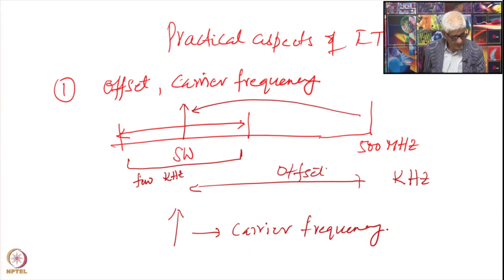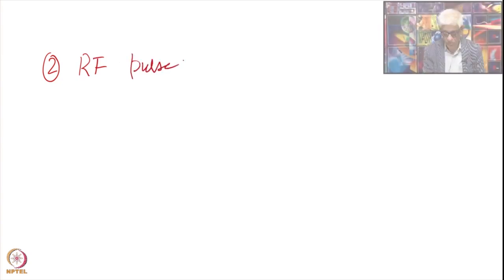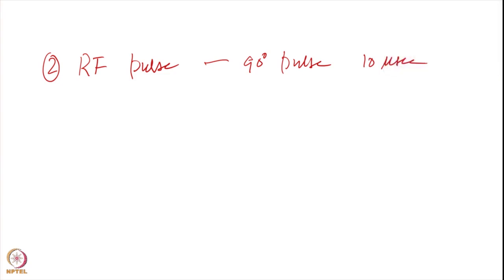Then the next one is the RF pulse. We said we have to apply a 90 degree pulse. This may be, let us say, 10 microseconds. So you must control it very well. It has to be exactly 10 microseconds, not 11, not 10.5. Therefore, perfect control is required in the RF pulse width. A 90 degree pulse means a 90 degree pulse, and that has to be perfectly controlled.